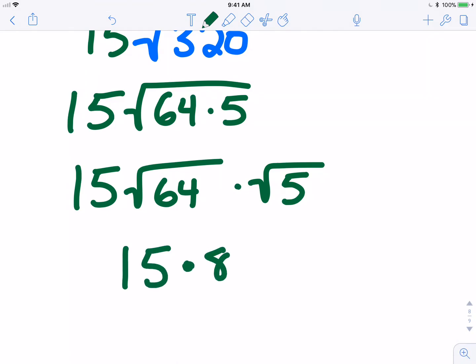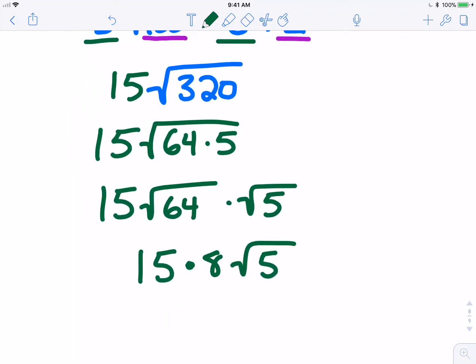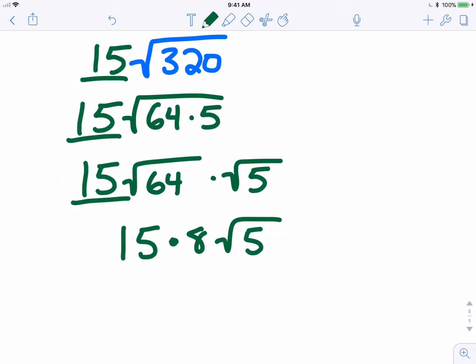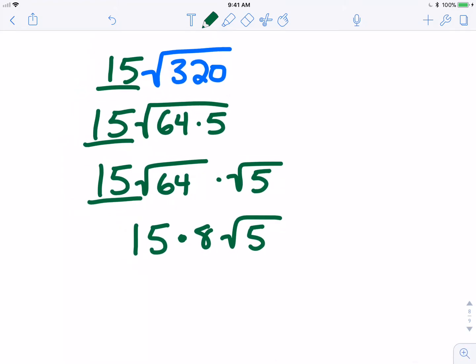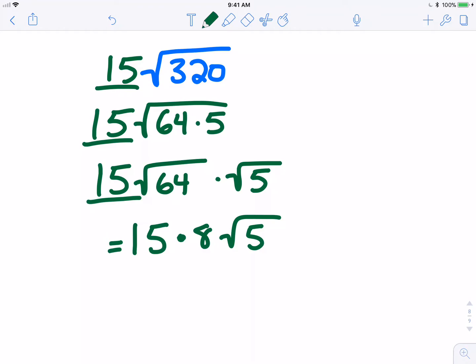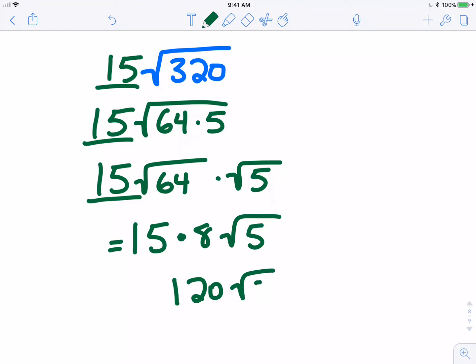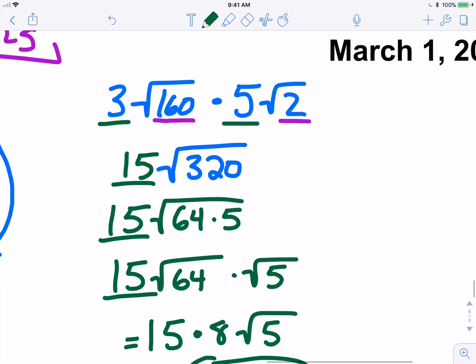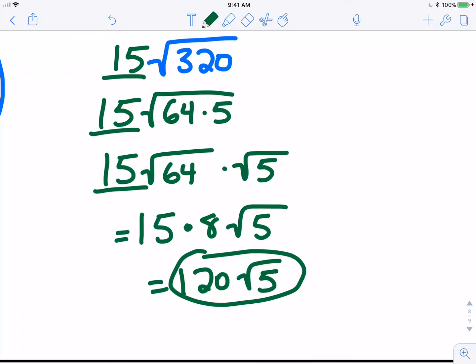Notice the number out front I didn't lose sight of. In each line I'm writing the 15. If you don't, you might end up making this mistake that we're not going to make right here, which is to multiply the 15 times the 8. They're both whole numbers. They're both being multiplied. 15 times 8, I can put 120 radical 5. Once again, we can verify that this final answer and our initial values, 3 radical 160 times 5 radical 2, should have the exact same decimal approximation on the calculator.